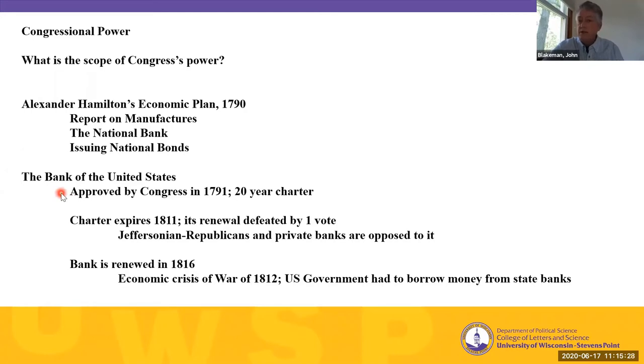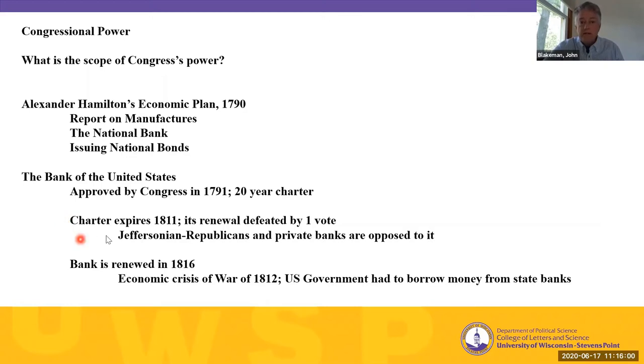It was introduced into Congress. It was approved by Congress in 1791, signed by President Washington. And it has a 20-year charter, which means that it will expire automatically in 1811 unless it's renewed. And that's exactly what happens. The National Bank expires. Congress, which is now partly controlled by the Jeffersonian Republicans, refused to renew it, but only by one vote. The vote is really, really close.